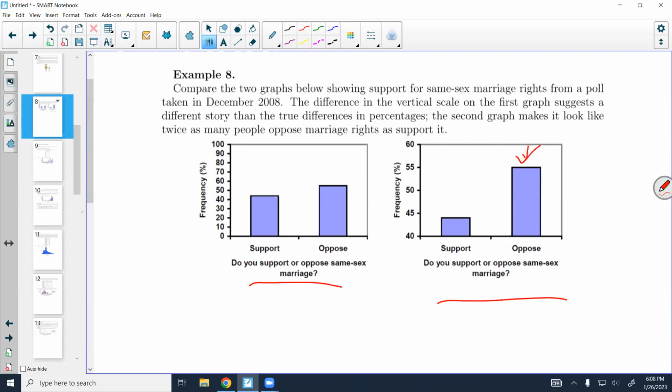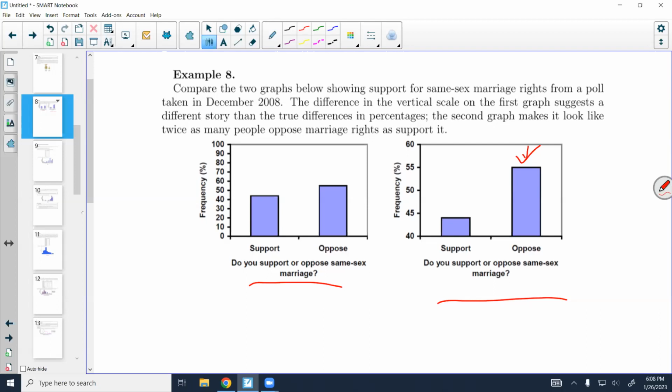like a whole lot more opposed than support in the second one. Whereas here they look almost equal. So that's something you have to watch for when looking at this type of information in these kind of formats and when putting the information into these type of formats. It's very easy.